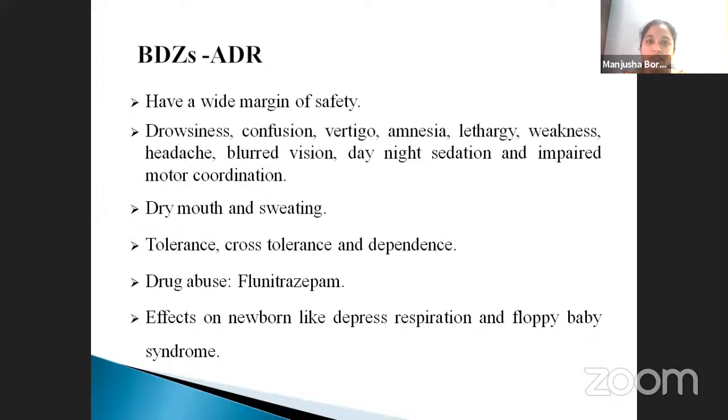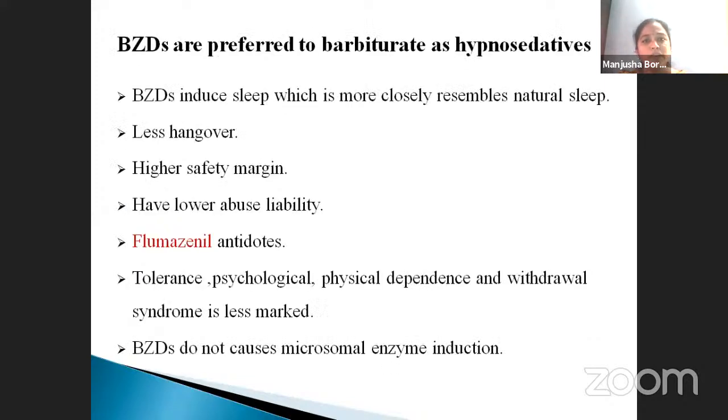If it is used in newborn cases, or if it is used in the mother, then it causes respiratory depression and floppy baby syndrome in the newborn. This is the most frequently asked question in viva: why are benzodiazepines preferred over barbiturates as sedative hypnotics? Benzodiazepines induce sleep which more closely resembles natural sleep, with less hangover as compared to barbiturates. Benzodiazepines have the highest safety margin and lower abuse liability as compared to barbiturates.